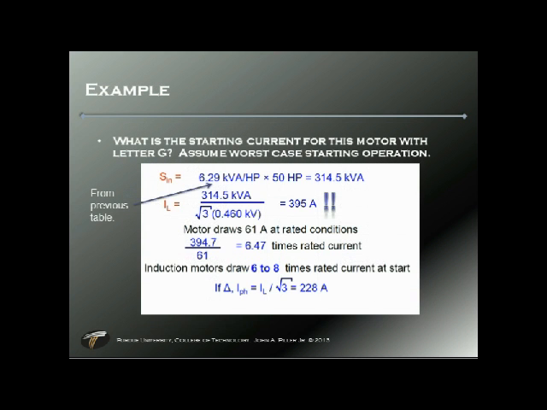What does that mean? Well, let's step up here and look. What is the starting current for this motor with letter G? Assume worst case operations. Worst case operations on that, 6.29 kVA per horsepower times 50 horsepower equals 314.5 kVA. 314.5 kVA divided by radical 3 times our voltage rating, and we shifted the decimal to make things a little better there, ends up with 395 amps locked rotor.